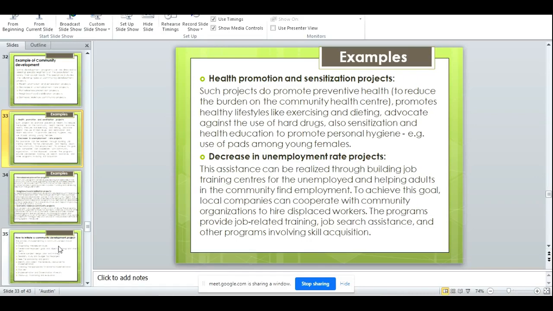Another example of a community development program may be decrease in unemployment projects. This will help to increase the socioeconomic aspect of the community. This assistance can be realized through building job training centers for the unemployed and helping adults in the community find employment. To achieve this goal, local companies can cooperate with community organizers to hire displaced workers. The program provides job-related training, job search assistance, and other programs improving skill acquisition.